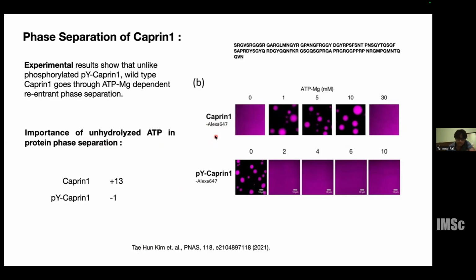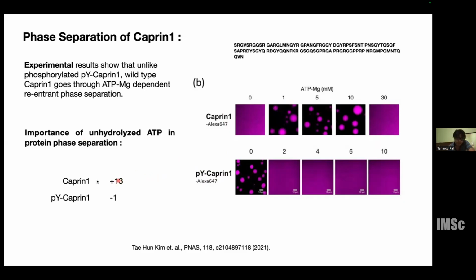So it does, actually. In the experiment, they saw that at really low ATP-magnesium concentration, Caprin-1 doesn't phase separate. At intermediate salt ATP concentration, it phase separates. At really high concentration, the droplets dissolve. But that doesn't happen for the phosphorylated variant of this Caprin-1 protein, where the phosphorylated variant phase separates only at very low ATP-magnesium concentration.